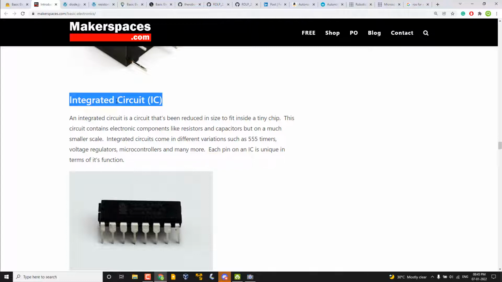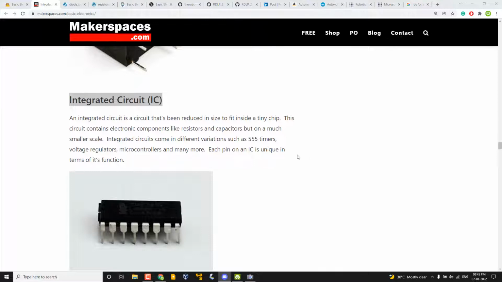Nowadays in our mobile, right? We have a system on chip (SoC), which is actually an IC. A system on chip has the processor, then RAM, then GPU, everything on a single chip. So you can understand how chip technology actually revolutionized the electronics field.